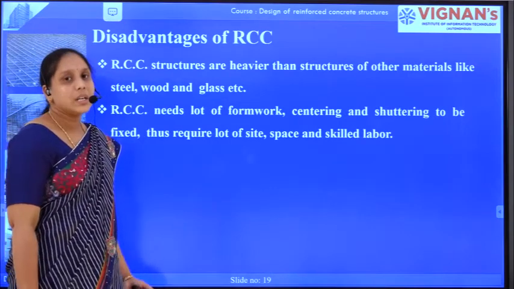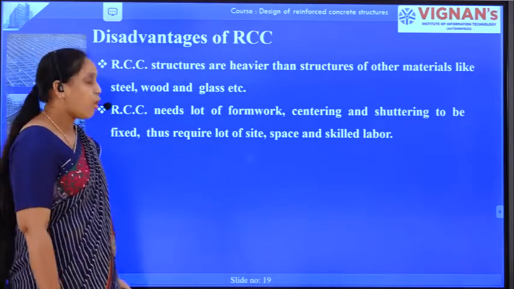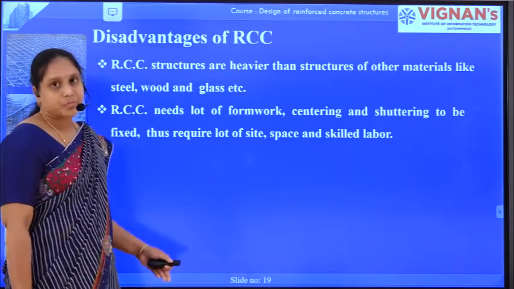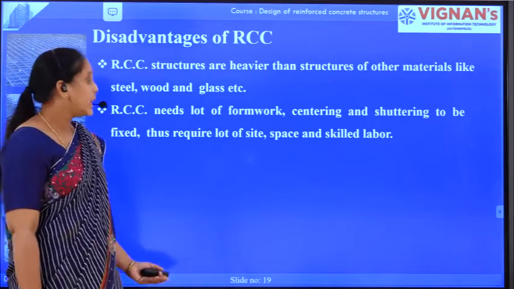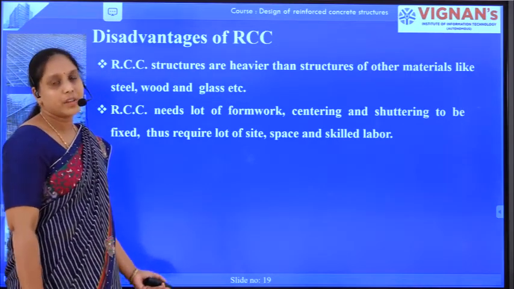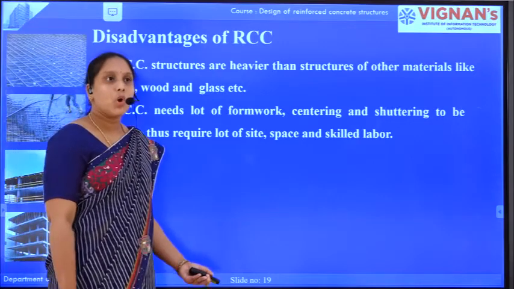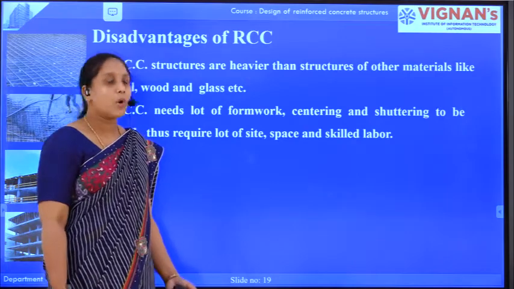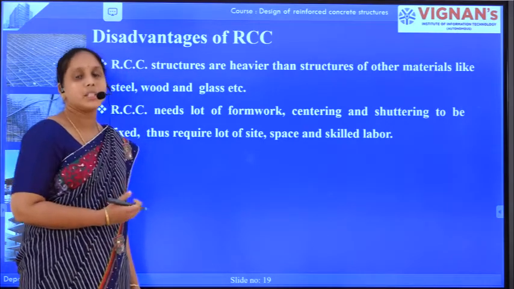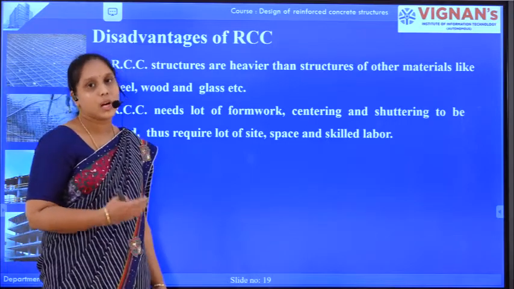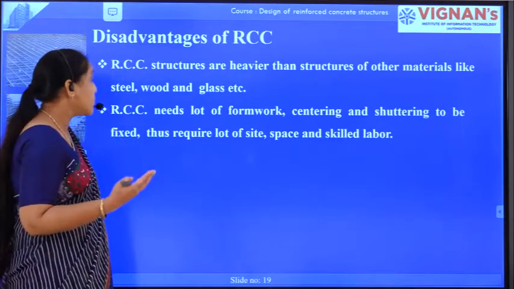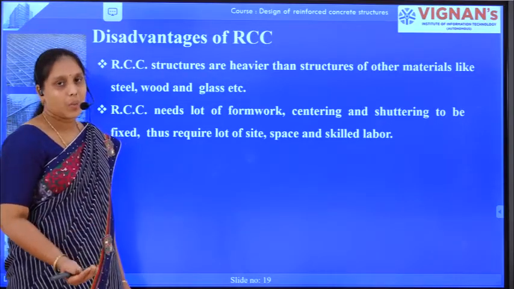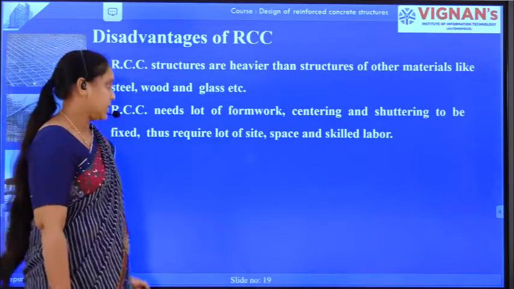And RCC needs a lot of formwork, centering and shuttering. For doing all these things, skilled labor and a lot of site and space is required. Why? Because if RCC construction is to be done, to support that we need all these things: formwork, centering and shuttering, everything. So, that is a disadvantage of RCC.